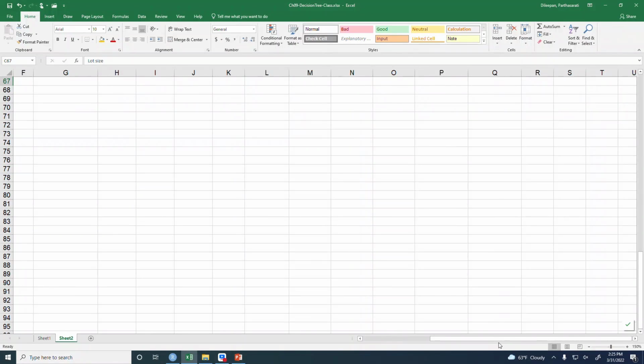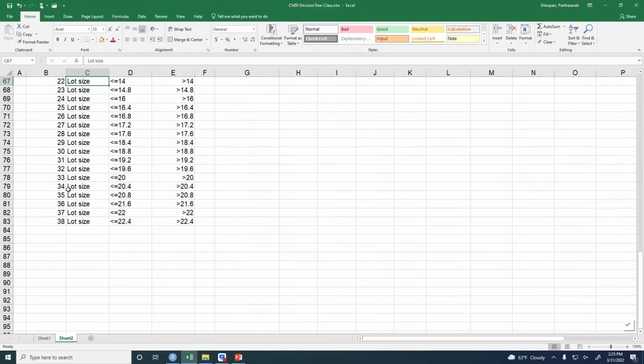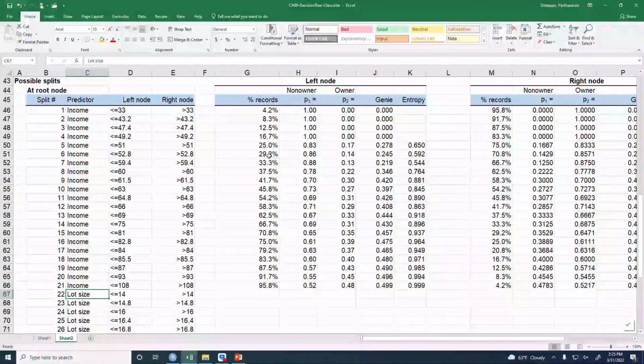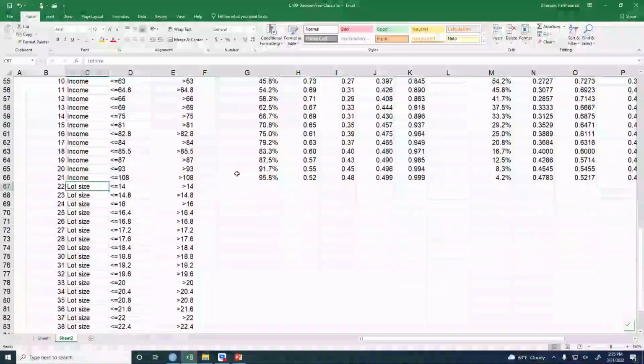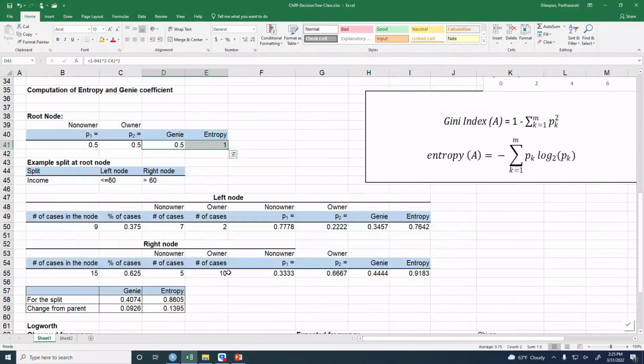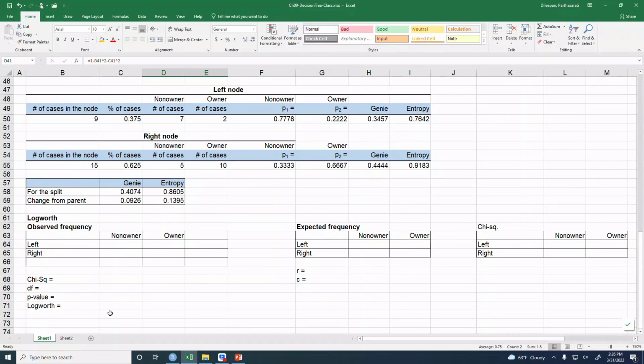All right. So I'll give you the completed Excel sheet. Okay. So we need to repeat the same thing for lot size. So I'll give you the completed Excel sheet. Okay. So now let's look at log worth.